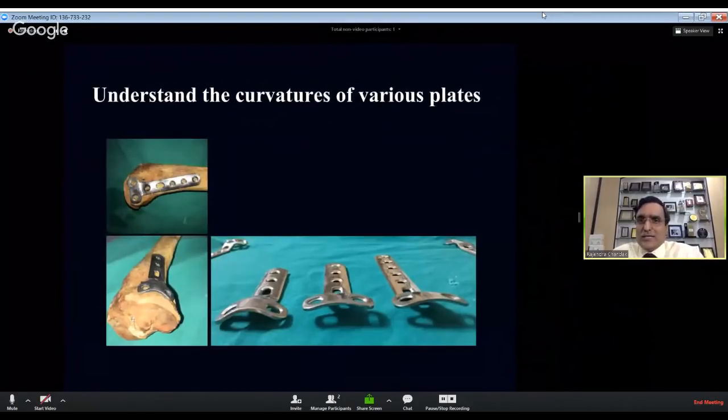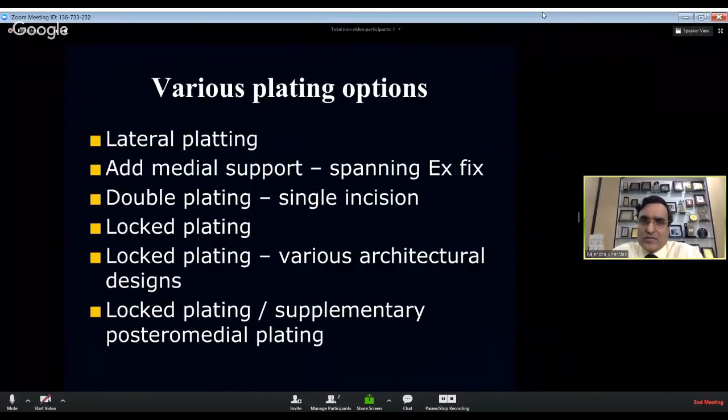Also, we need to understand curvatures of various plates. This plate you can find is more curved, this is straighter, and in our tibial condyle armamentarium of implants, all of this should be available because there are various types of fractures and various fracture patterns and the bone patterns we encounter in India.